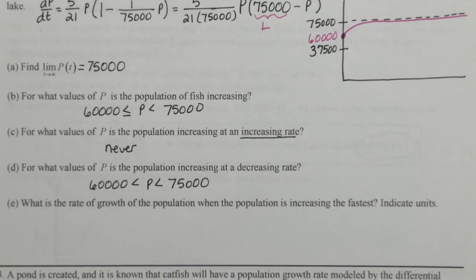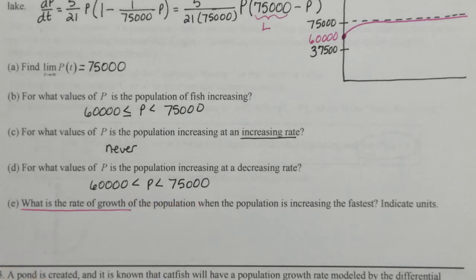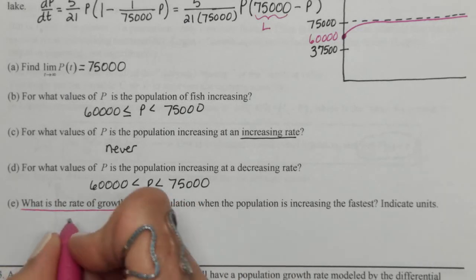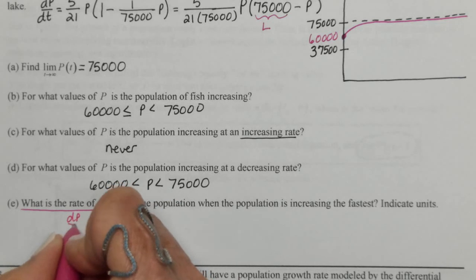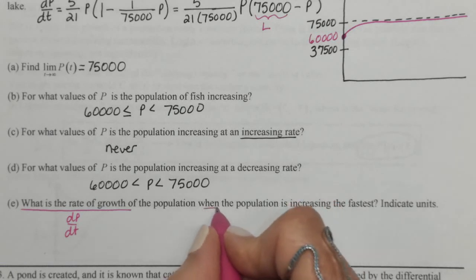What is the rate of growth? What is the rate of growth? So we're finding dP/dt of the population when the population is increasing the fastest.